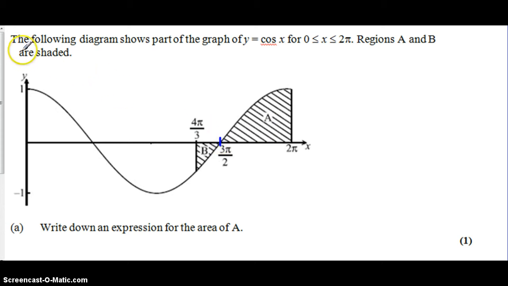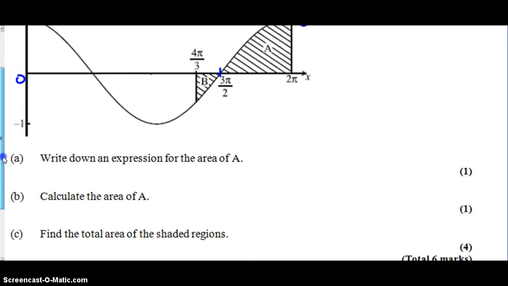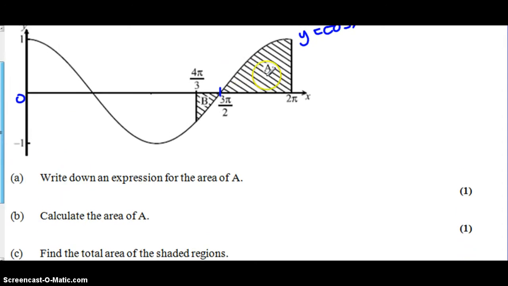So this IB question tells you the following diagram shows a part of the graph of cosine. So this is actually cosine x. And it's between 0 and 2 pi as labeled, right? And regions A and B are shown. So the very first question is asking us to write an expression for the area of A.